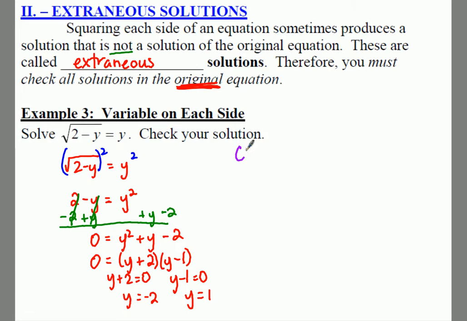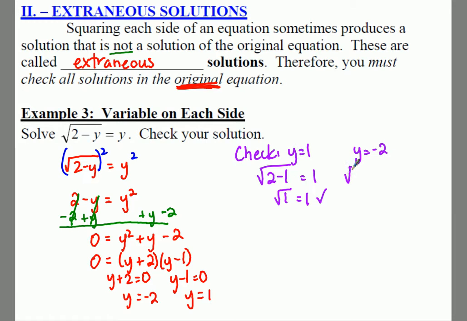So we're going to check first, we're going to try y equals 1. So we're going to plug a 1 back into our original equation. We're going to say the square root of 2 minus 1 is equal to 1. Well, 2 minus 1 is a 1, so does the square root of 1 equal 1? Yeah. So that works.